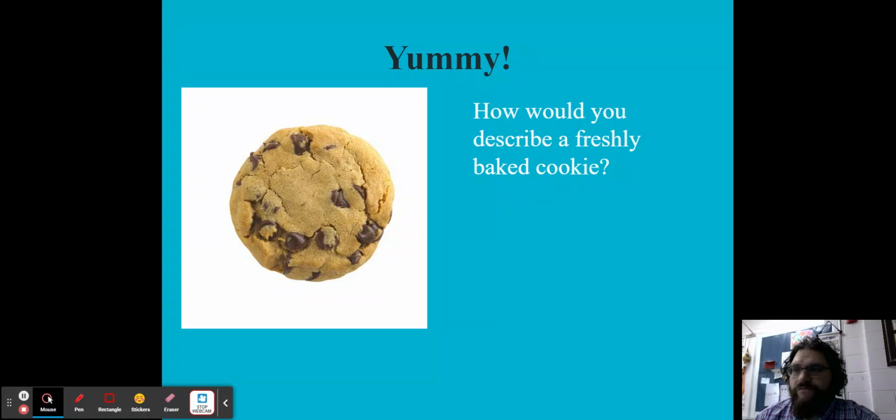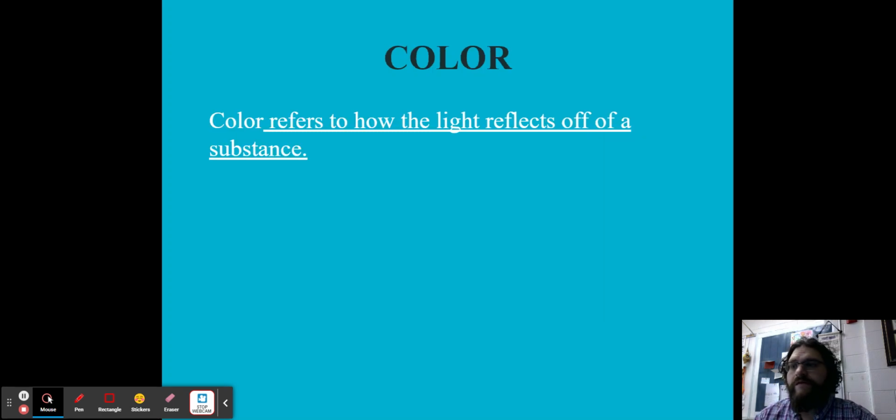Okay. So when we were to describe this cookie, we might talk about its color. We would talk about its texture, whether it was hard or soft. What kind of smells did you get? What did it taste like? These can all be physical properties that we would use to describe a cookie. So our first one is color.